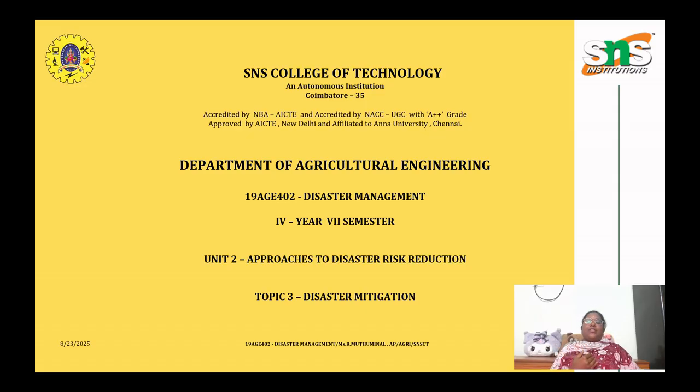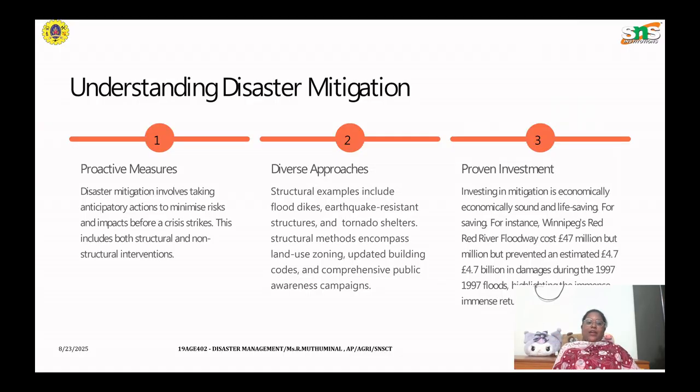Before going into the section, let us have a small recap on what we have seen in the previous classes. We have seen about the disaster cycle and the stages that come under it, like preparedness, mitigation, response and recovery. And also we have seen the impact of the disaster cycle during the occurrence of disaster. And in the next topic we have seen how we can reduce the risk under the disaster risk reduction concept. Today we'll see about disaster mitigation.